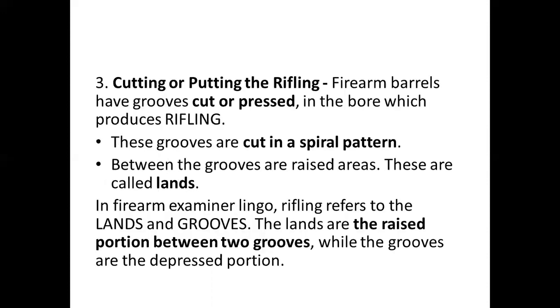Third, we have cutting or putting the rifling. Firearm barrels have grooves cut or pressed in the bore, which produces rifling. These grooves are cut in a spiral pattern. Between the grooves are raised areas. These are called lands. In firearm examiner language, rifling refers to the lands and grooves. The lands are the raised portion between two grooves, while the grooves are the depressed portion.